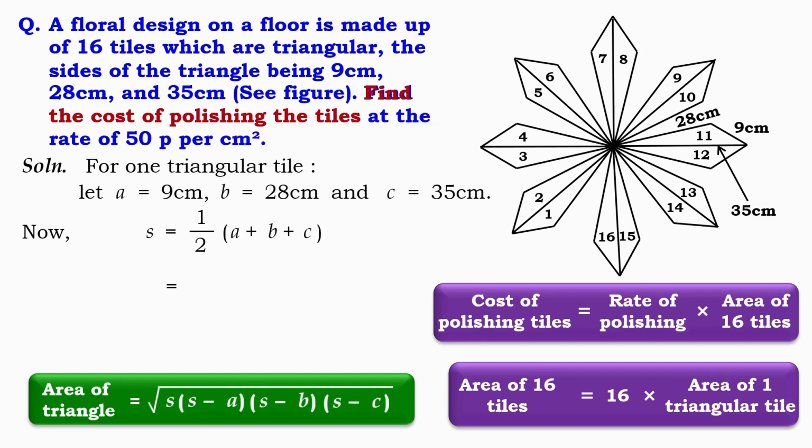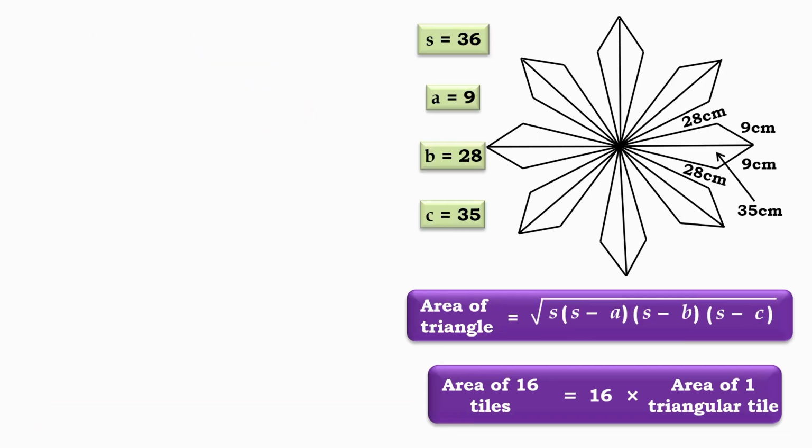So now put those values, half of 9 plus 28 plus 35, which is half into 72. So that becomes 36. So 36 centimeter is the semi-perimeter, that is S. Now we know S, A, B and C. Now put all these values in the formula.